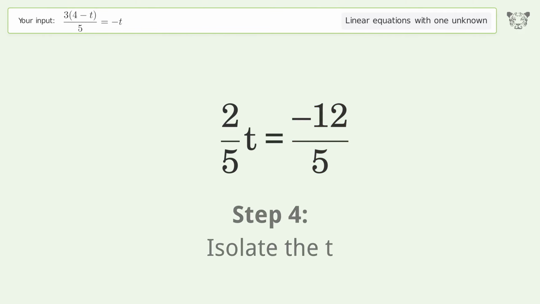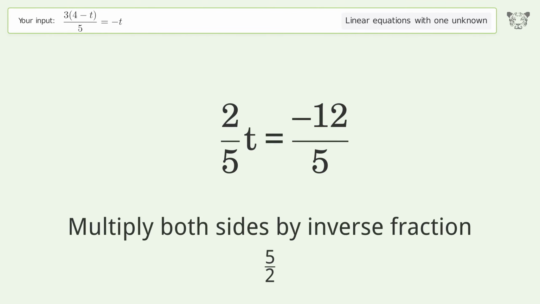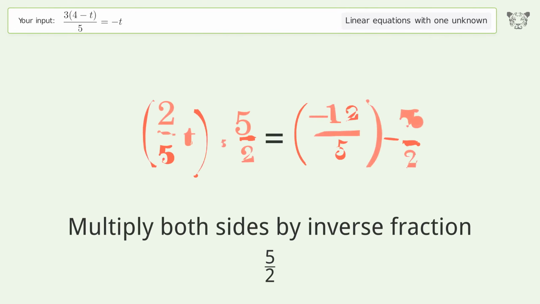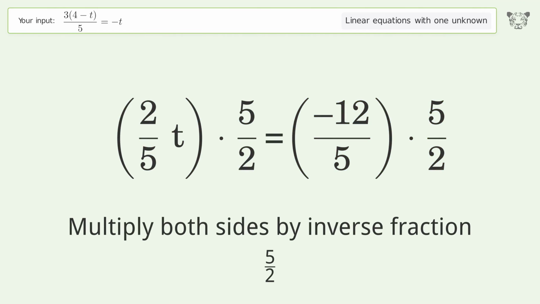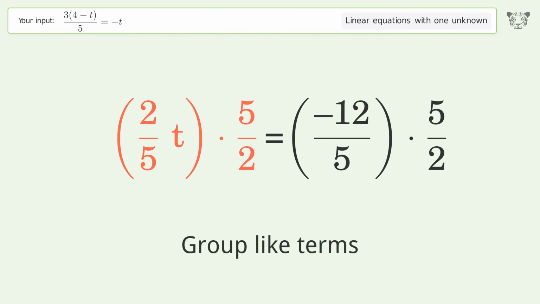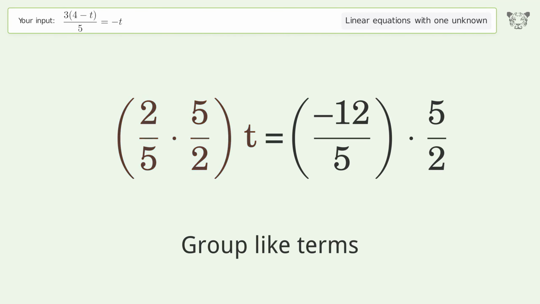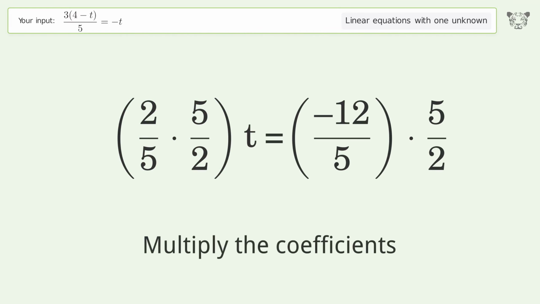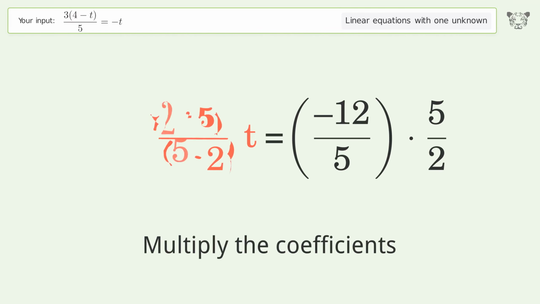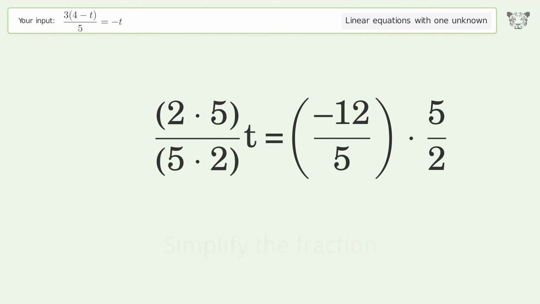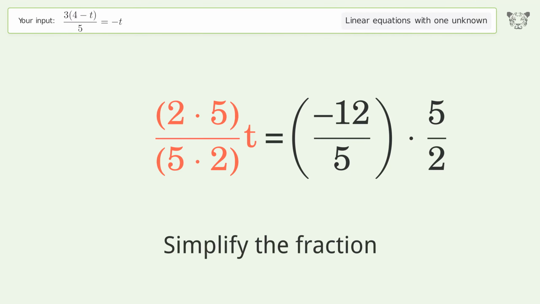Isolate the t. Multiply both sides by inverse fraction 5/2. Group like terms. Multiply the coefficients. Simplify the fraction.